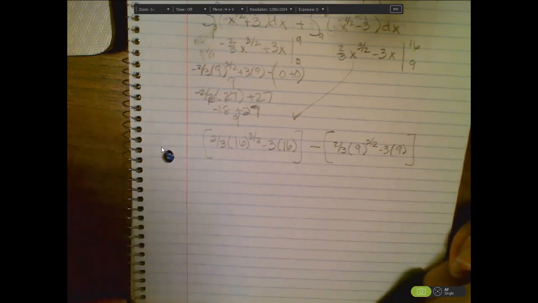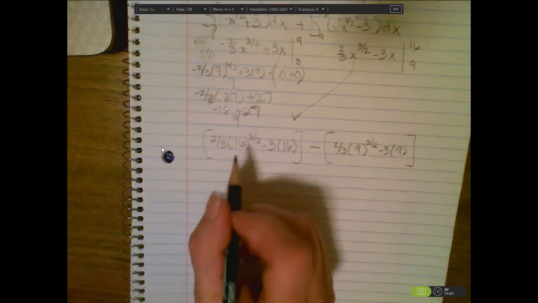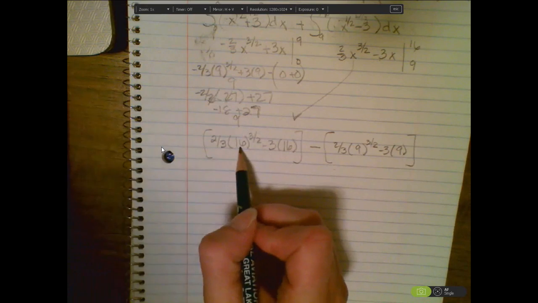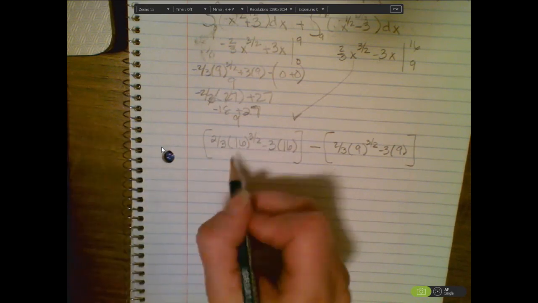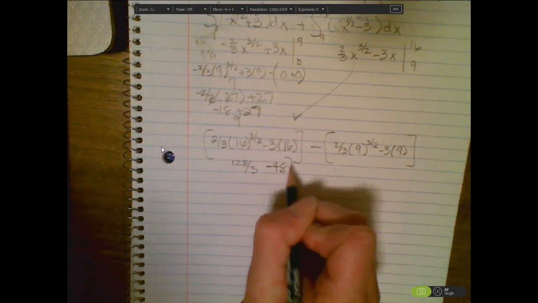And that's a very easy mistake to make, hence why I use all these huge brackets to remind myself of what I'm doing. Okay, so this, and you can get your calculator if you want, but this is the square root of 16, which is 4. 4 to the third is 64. 64 times 2 is 128 thirds. Minus 48. Yes, quite the mess.